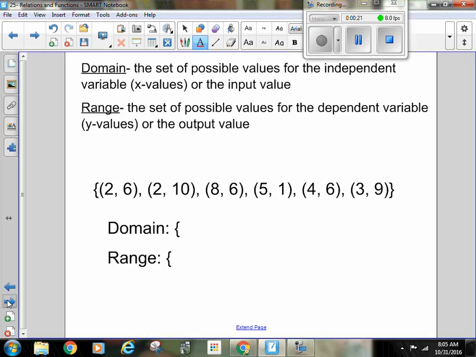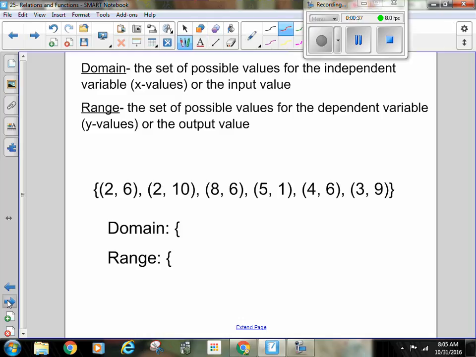The range is the set of possible values for the dependent variable. Those are y values, or the output value. So domain is what you put into a problem, and range is what you get out of it. So if we look at these ordered pairs, the domain is the x's.